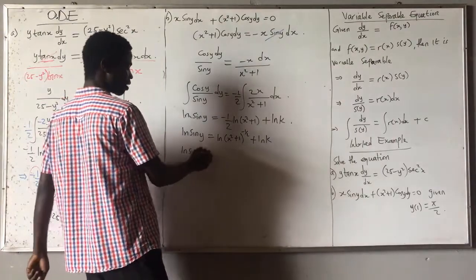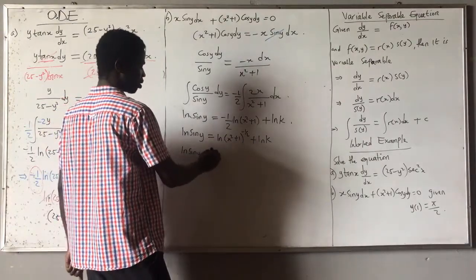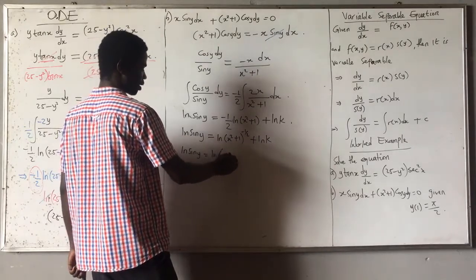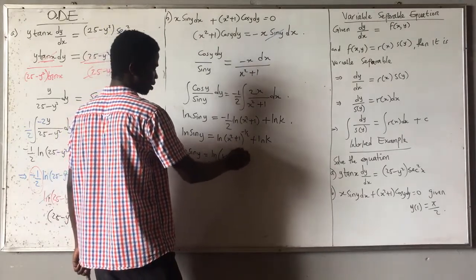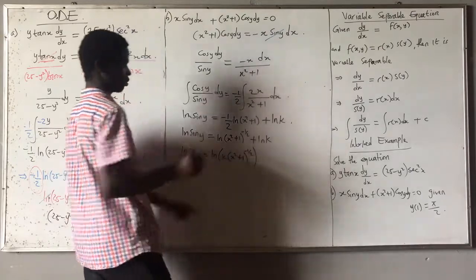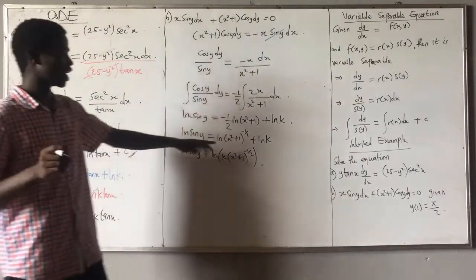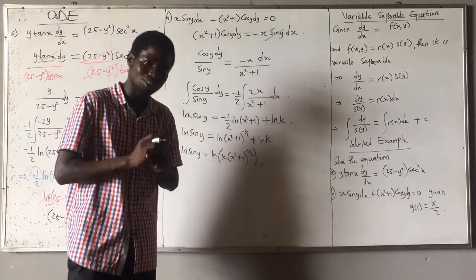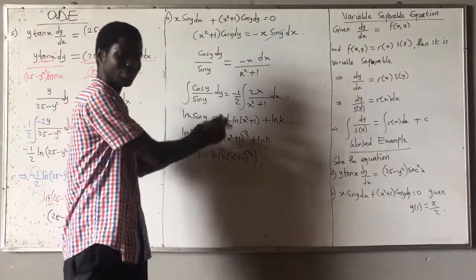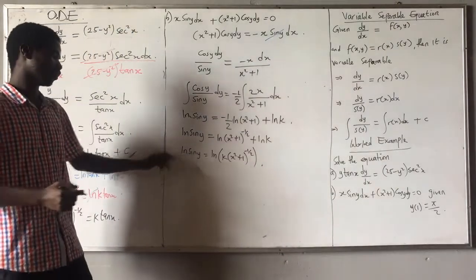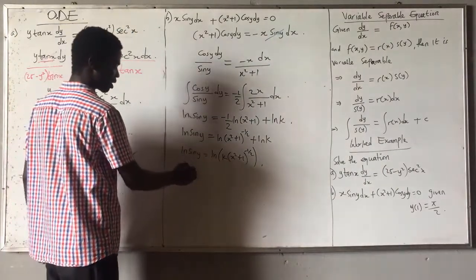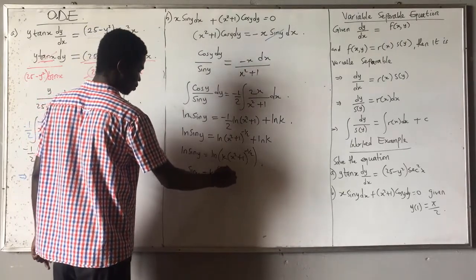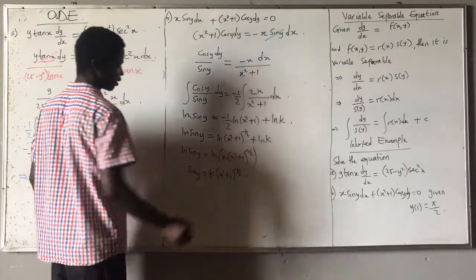Ln sin y equal log a plus log b is log ab. So ln of open bracket k, then you now have x squared plus 1 raised to power minus 1 over 2. So ln can now cut ln. But when you see plus, minus, any other thing like that, don't go and cut the ln. Everything must be inside the ln before they can cut. So ln cancels ln, you will be left with sin y equal k open bracket x squared plus 1 raised to power minus 1 over 2.